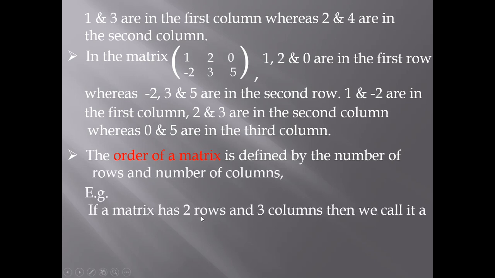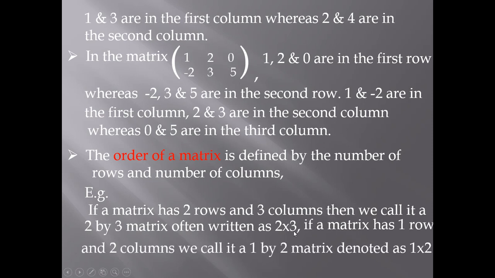E.g., if a matrix has 2 rows and 3 columns, then we call it a 2 by 3 matrix. So the first entry is for the rows and the second entry is for the columns. So this is the number of rows. If I say 2 by 3, strictly the 2 is the rows and the 3 represents the number of columns.